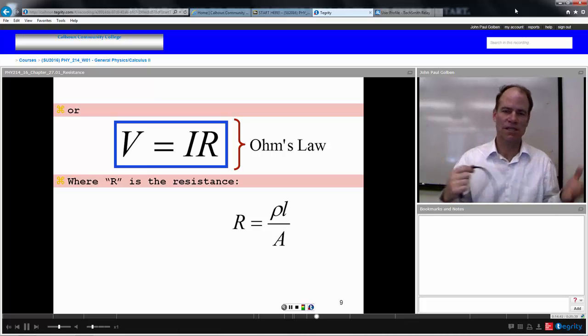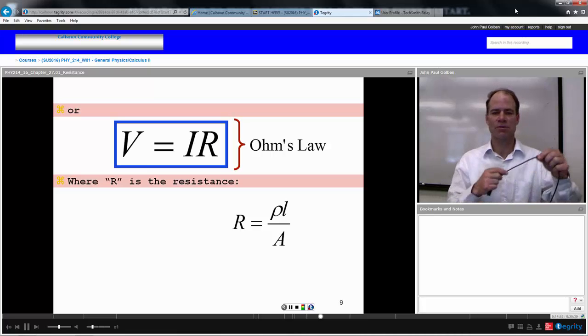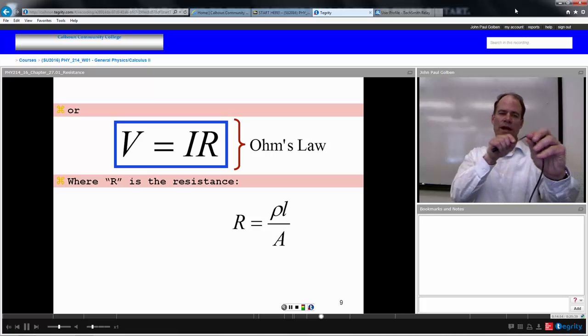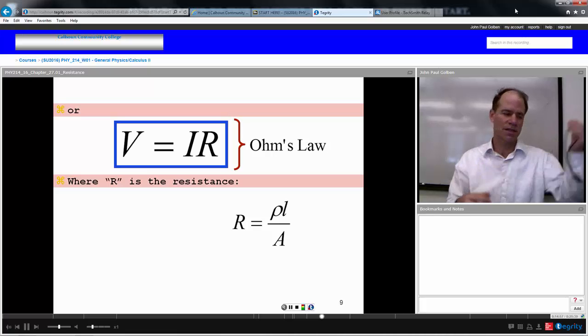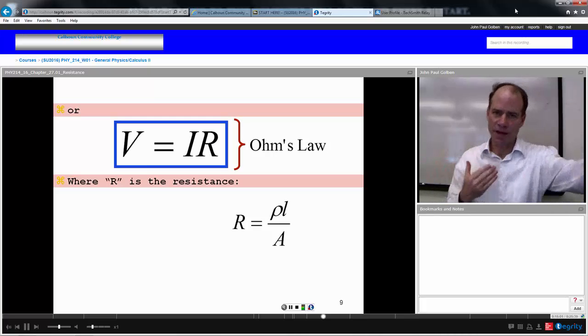Now the resistivity is intrinsic to the conductor. It's going to be slightly different for copper, gold, silver, aluminum, that sort of thing. The length we can understand: the resistance should be greater if we have a longer wire, because if we were an electron trying to get through that wire, the longer we go, the more resistance we're going to have in the long run.